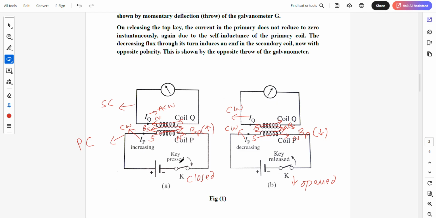Hope you understood. When key is pressed, you will get an induced current and induced EMF of the opposite sense. IQ is in the opposite sense of IP. When IP is decreasing, IQ will be in the same sense. Hope you understood this. Keeping this in view, we will solve the problems.